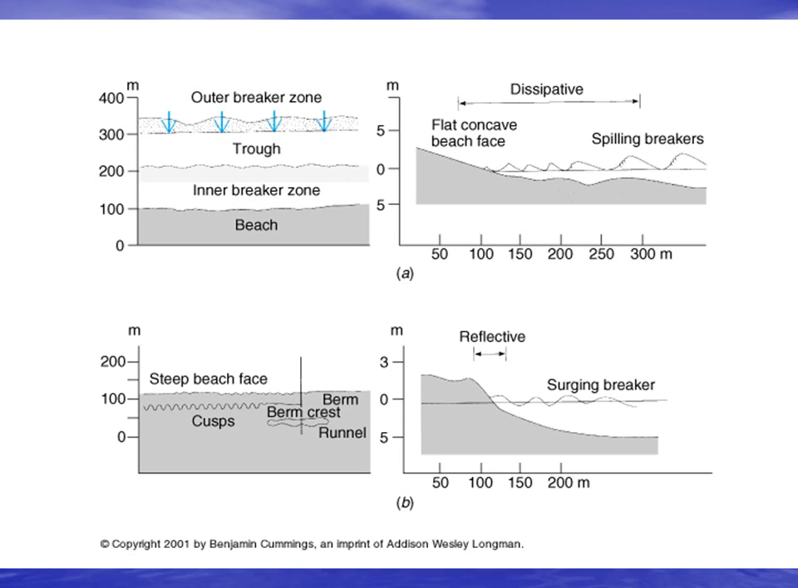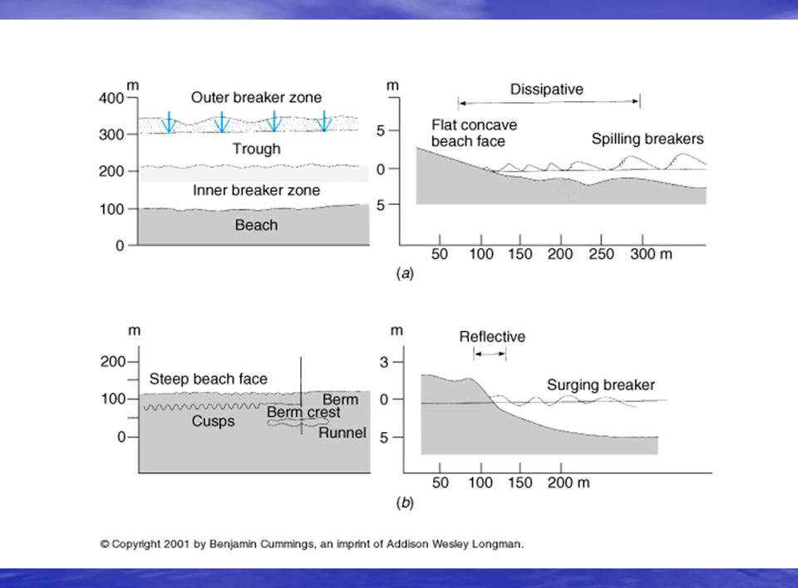So if we compare the two, dissipative and reflective, if you look at the outer break zone for the dissipative beaches, you can see that it's pretty far offshore. There's a trough, and then you have this inner break zone, and then you have the beach. Whereas the reflective beach at the bottom there, there's a steep beach face. There's not really outer breaker zones, and they break directly on the area where cusps are formed.